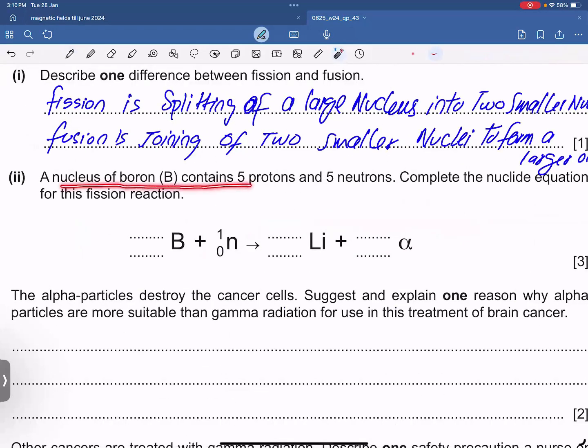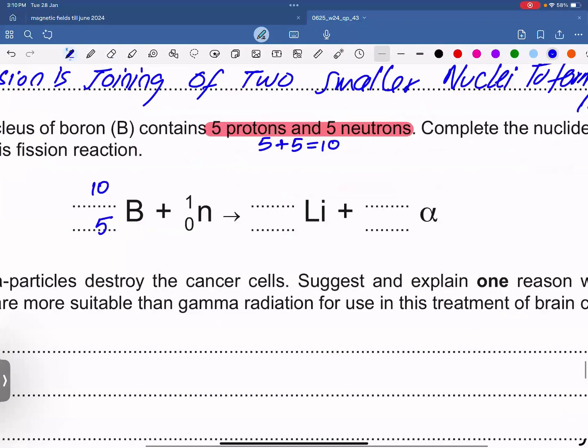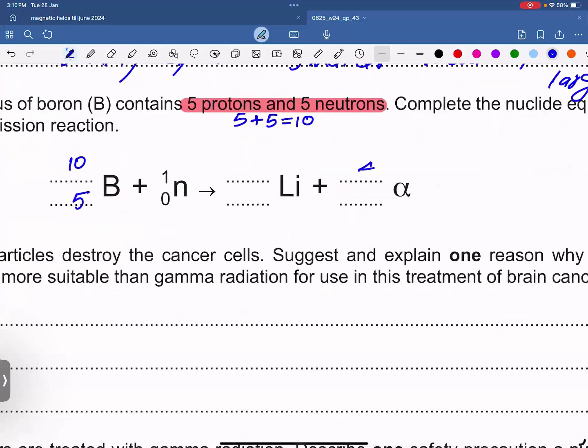The nucleus of boron contains 5 protons, 5 neutrons. Okay, so go to the boron first, as per this data. So 5 protons, down is 5. 5 plus 5, total 10 nucleons, write 10 here. Now alpha you have to know, alpha is 4, 2. So alpha is 4 up, 2 down. Now balance. The total on the left side is 11. So 11 minus 4, 7. Total on the left side down is 5. So 5 minus 2, 3. This is how you balance it.